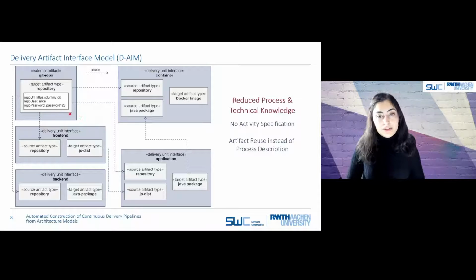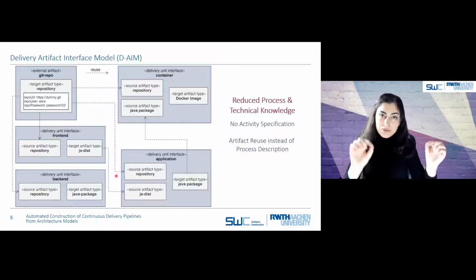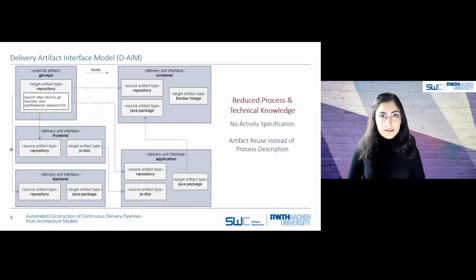The starting point is a source code repository artifact, which only provides a specified target artifact. Between the delivery units, we describe artifact reuse relationships. As you can see here, the repository artifact is reused in multiple delivery units. Hereby, the order of delivery subprocesses is implicitly specified.